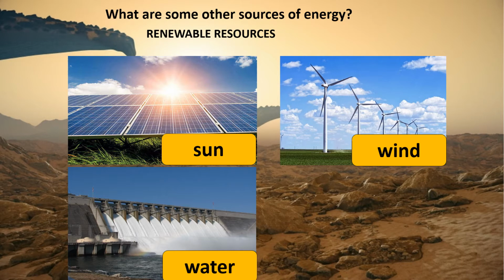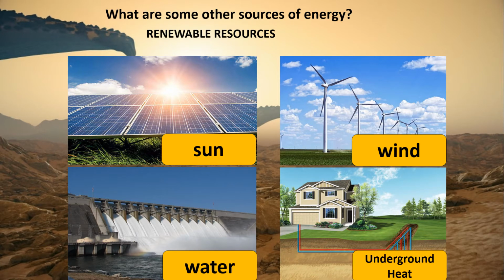Moving water and wind can also be used as energy sources. We have also here underground heat. Heat from the underground can be used for energy. All these energy sources can be used to make electricity. They are renewable resources. They can be replaced or used again and again.